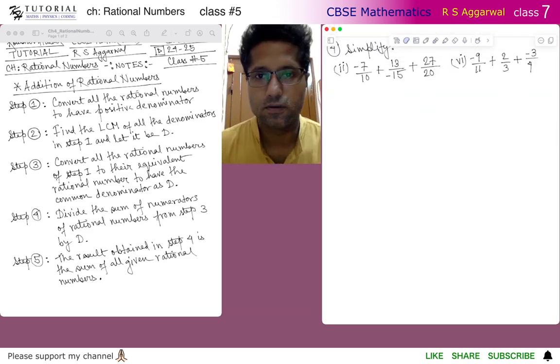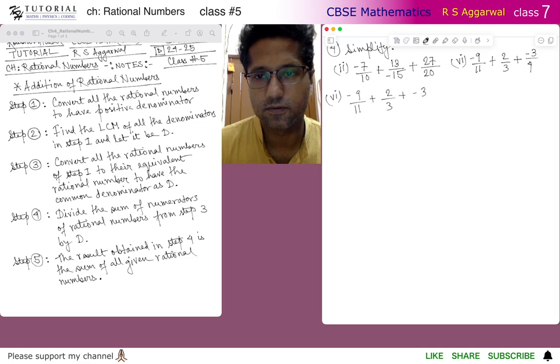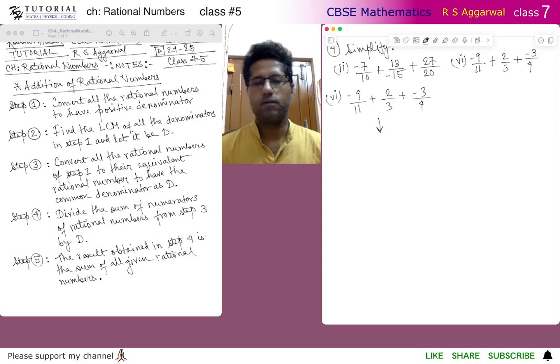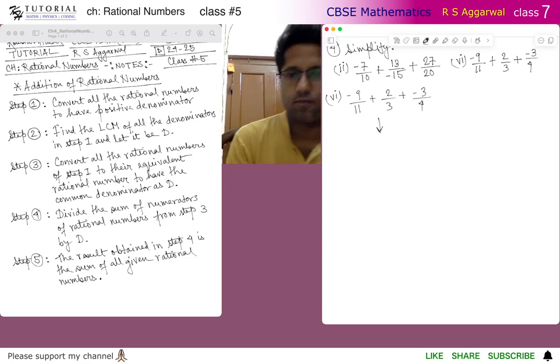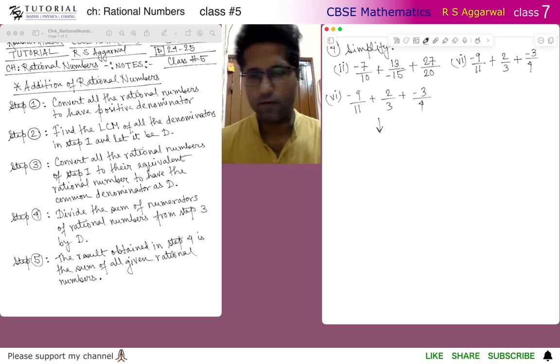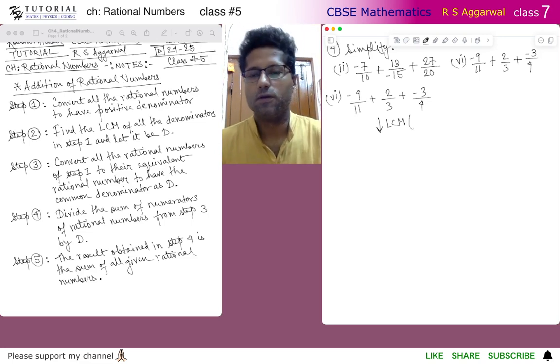Okay, let's do the sixth one. It says minus 9 by 11 plus 2 by 3 plus minus 3 by 4. We can see all the given rational numbers already have a positive denominator, so step 1 is not required. We have to do step 2, that is find the LCM of all the denominators, because the denominators are different.